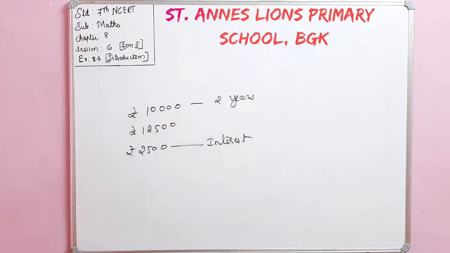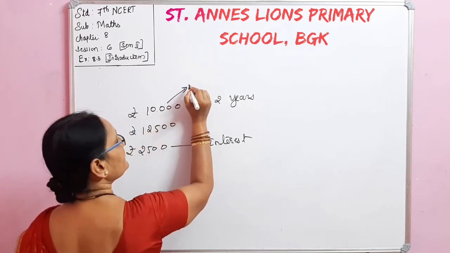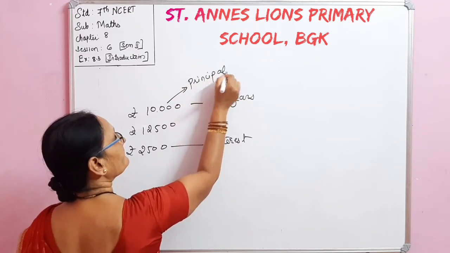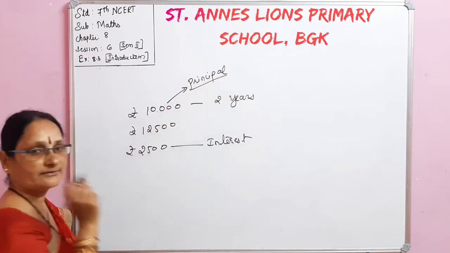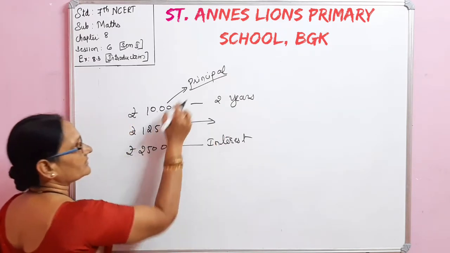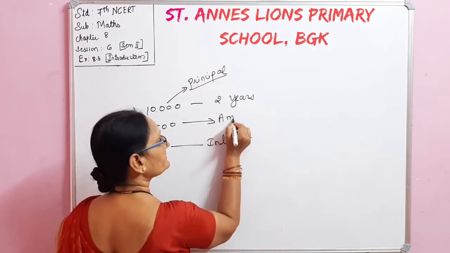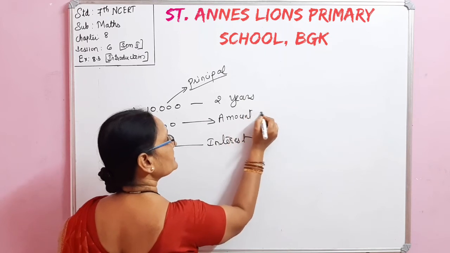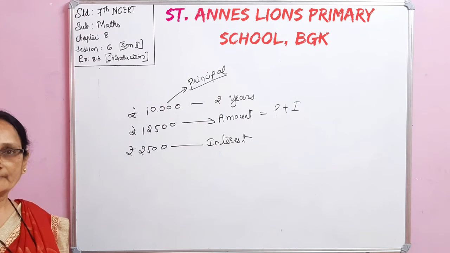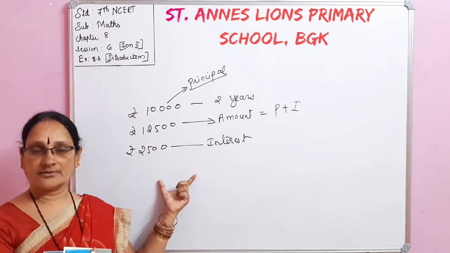And the amount I am keeping in the bank is the principal. This is the principal I am keeping. This is the interest. This is both together. The principal plus interest is called the amount. Amount is nothing but principal plus interest. Okay? This is what we are getting in the bank.